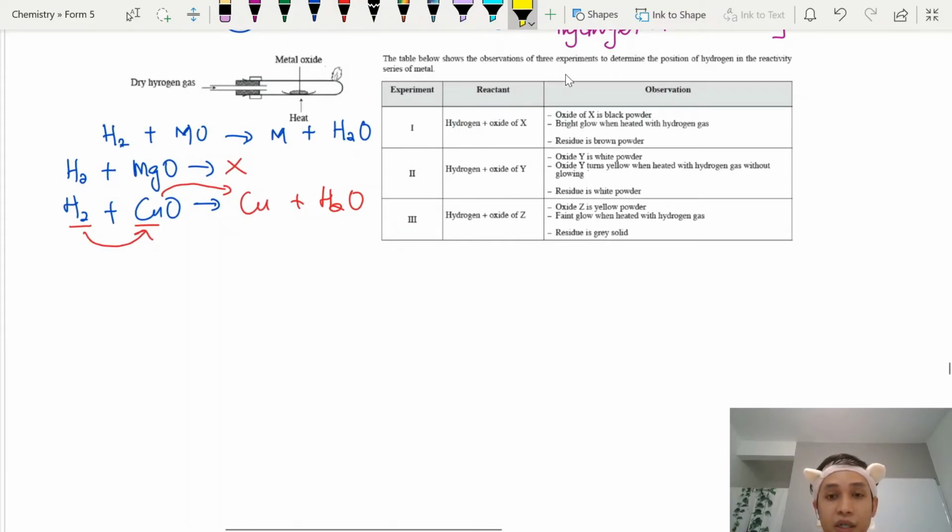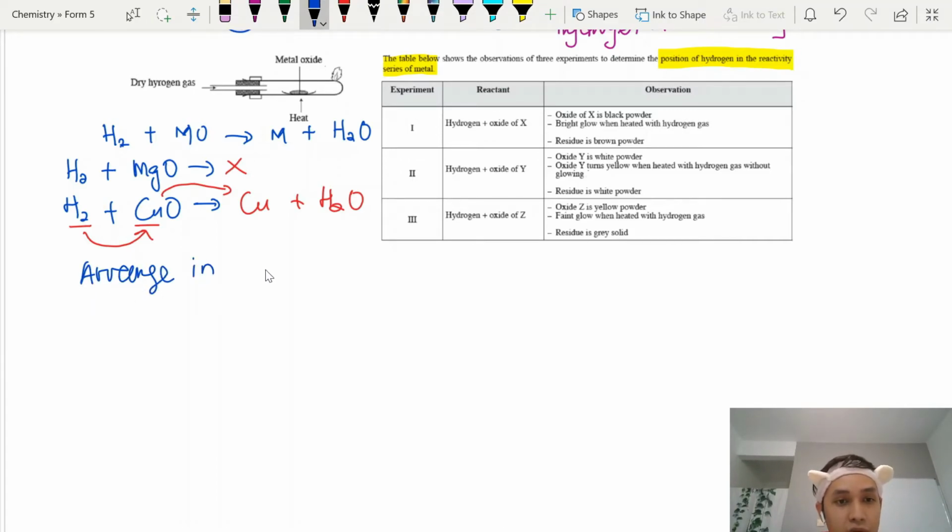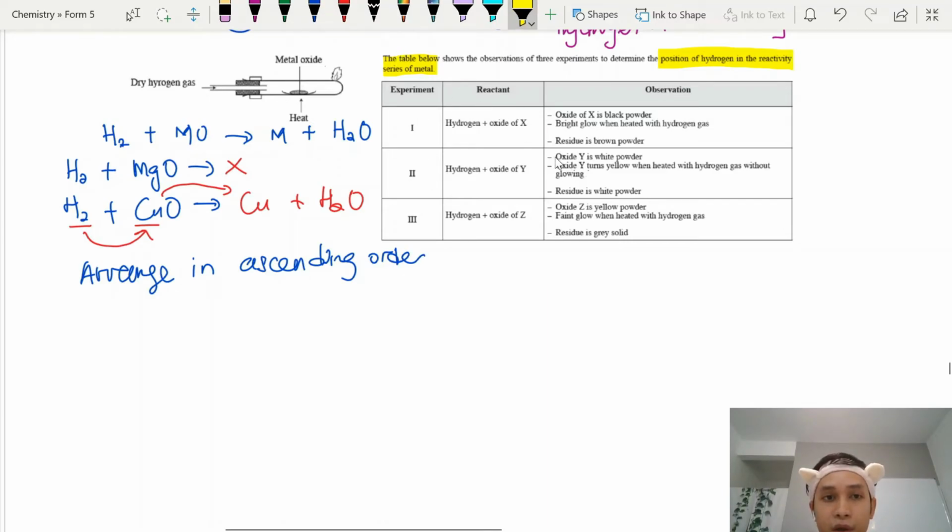All right. So determine the position of hydrogen in the reactivity series of metals. So let's look at one by one. Again, we are going to arrange the metals. We are going to go for ascending order. Okay, let's see, who is higher than who? X, Y, Z.